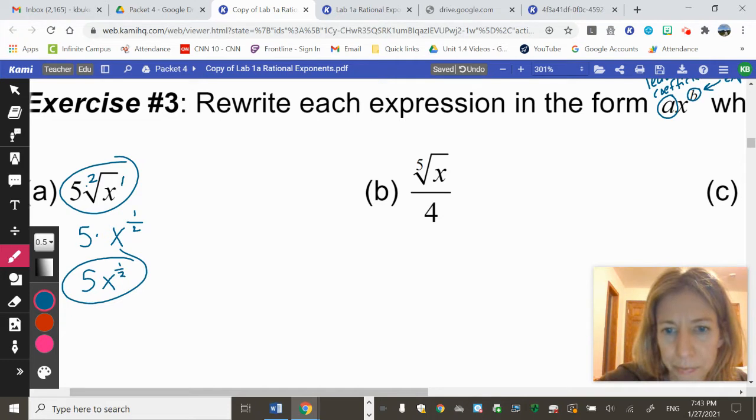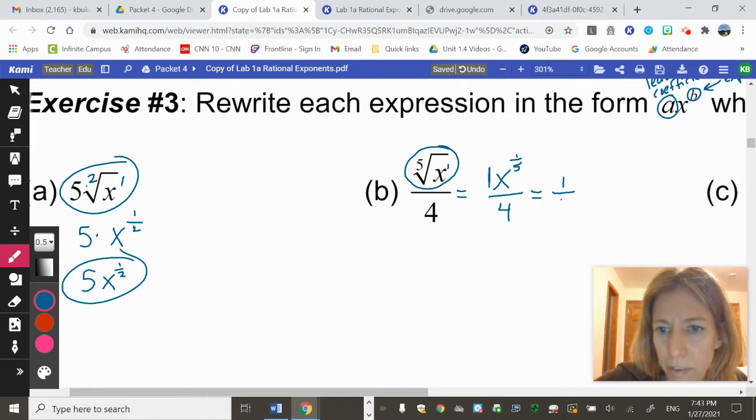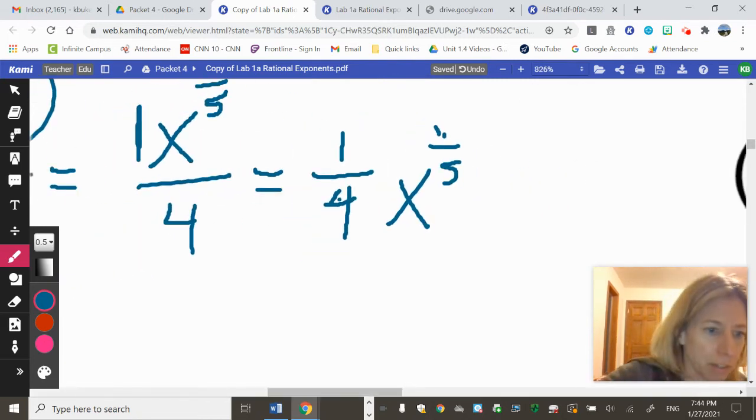For this one, we could just change this numerator first into x with a rational exponent. So the power is 1, the root is 5, and this is over 4. But they don't want it as a fraction, so instead of writing that, we know there's a 1 out front, we could just say it's 1/4, because 1/4 is a rational number, times x to the 1/5. So now it's in the form that they asked us for. And I'm just going to rewrite that a little neater.